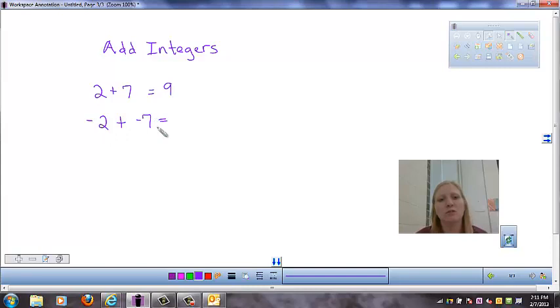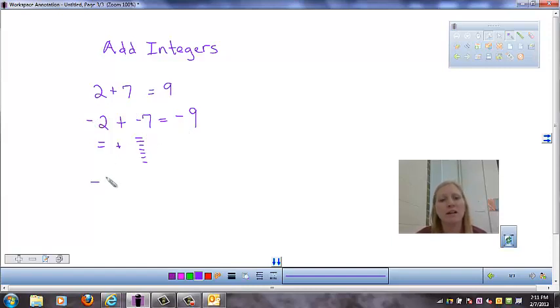Negative 2 plus negative 7 is like saying you have two little negative signs, so for 2, and then I'm going to put 7 more over here: 3, 4, 5, 6, 7. If I'm adding those together, how many do I have? I have negative 9. So negative 2 plus negative 7 is negative 9. It's just like 2 plus 7 equals positive 9, but because you're adding negatives, your answer is negative.